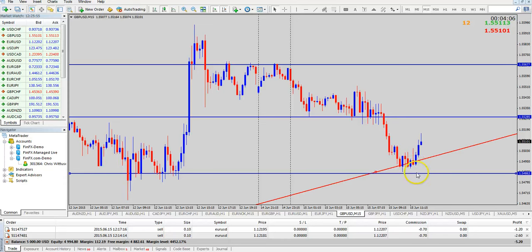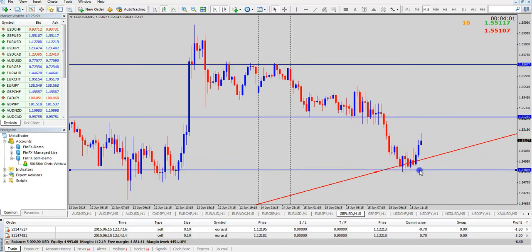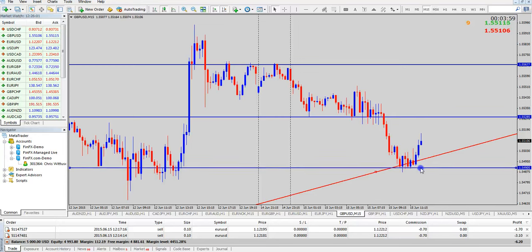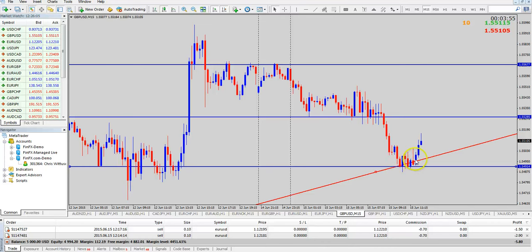Start looking at when it bounces off support and resistance. Start looking at the candles that are being shaped at these areas. What do these candles look like? Start learning those, start recognizing them, so that you can start taking trades early in the game.